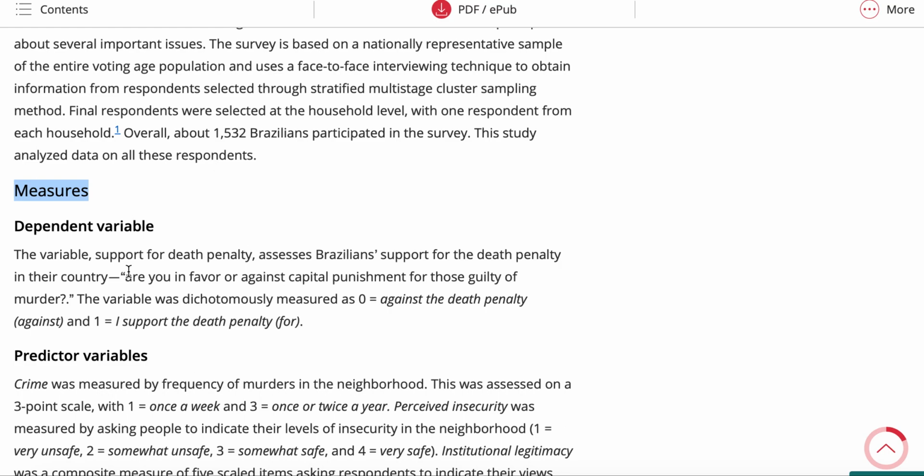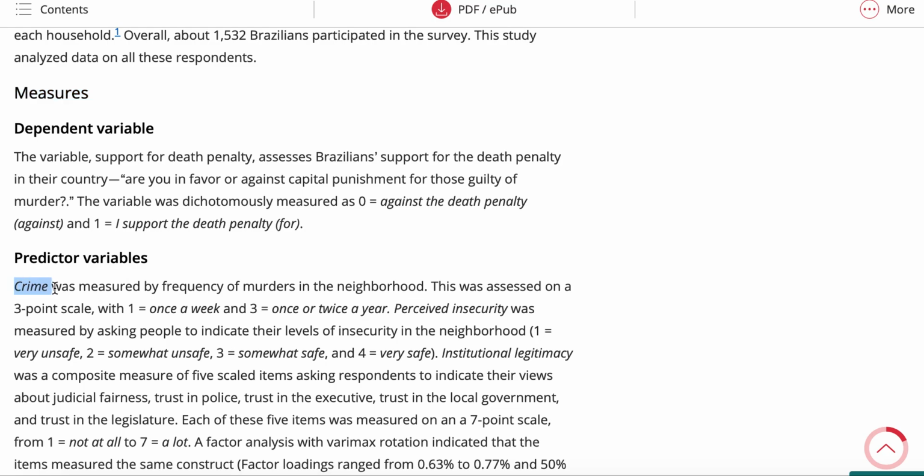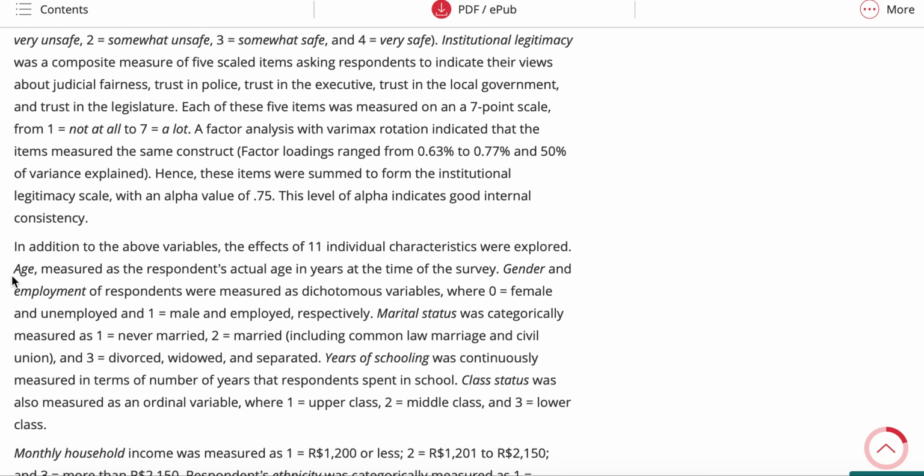So going back to the questions, how did they measure support for the death penalty? How did they measure crime? How did they measure age? Because you can measure age differently. You can use actual age in years. You can use an estimated age. You could use a range of age, like 0 to 20, 21 through 40, 41 through 50, so on.